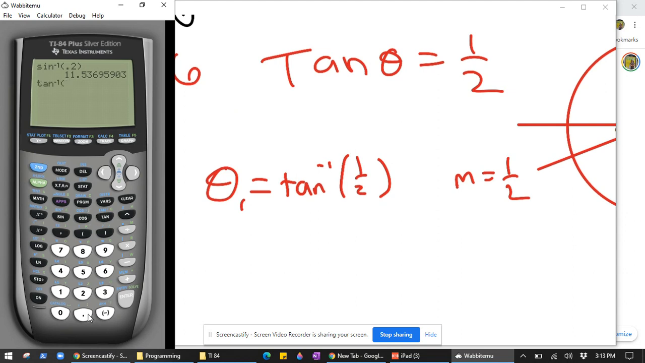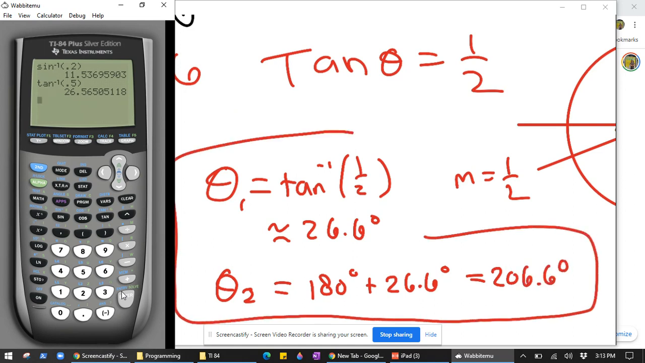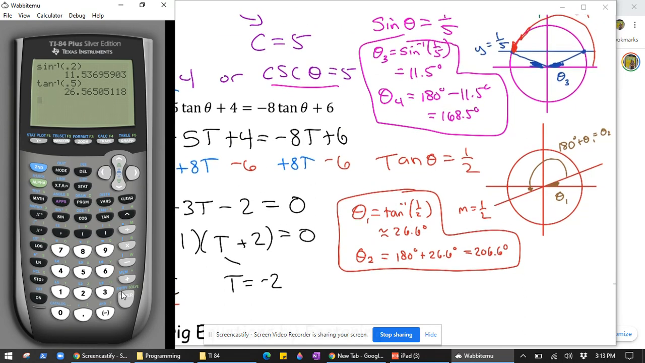Tan inverse of 0.5 is 26.6 degrees. And then therefore θ2 is 180 degrees plus that. So that's 206.6 degrees. Okay. All right, so that was the first family of solutions.